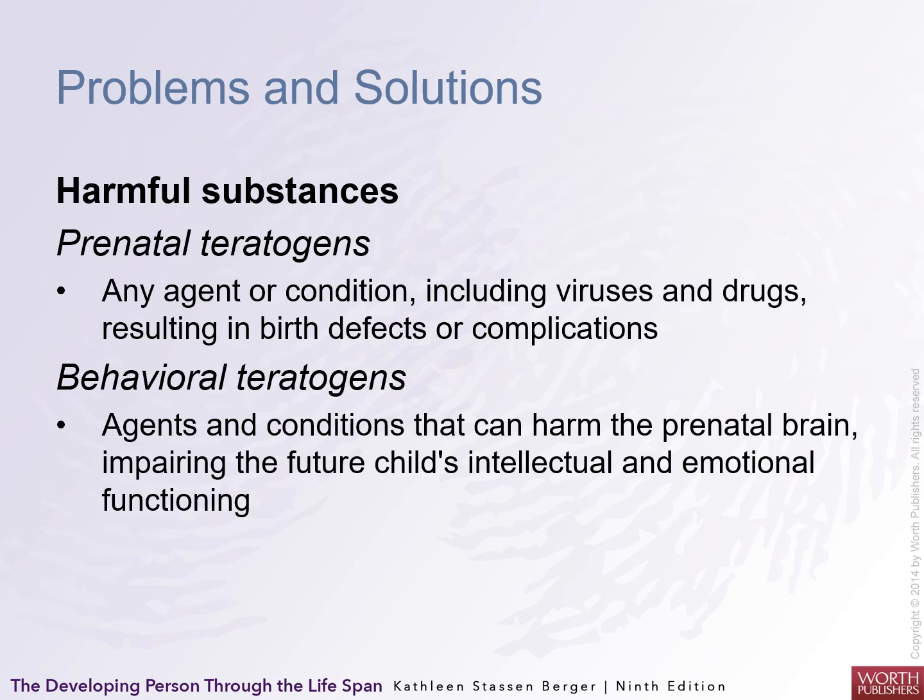There are problems that happen during labor, though, and the growth of the baby, and these include what are called teratogens. Some harmful substances are prenatal, that is, they're agents or conditions that include viruses and drugs that result in birth defects or complications. A good example of this would be the German measles. You can have behavioral teratogens too, that is what the mother's doing. Agents or conditions that can harm the prenatal brain, impairing the future child's intellectual development and emotional functioning. This might include things like fetal alcohol syndrome, where the mother drinks, that's the behavior, while she's pregnant.